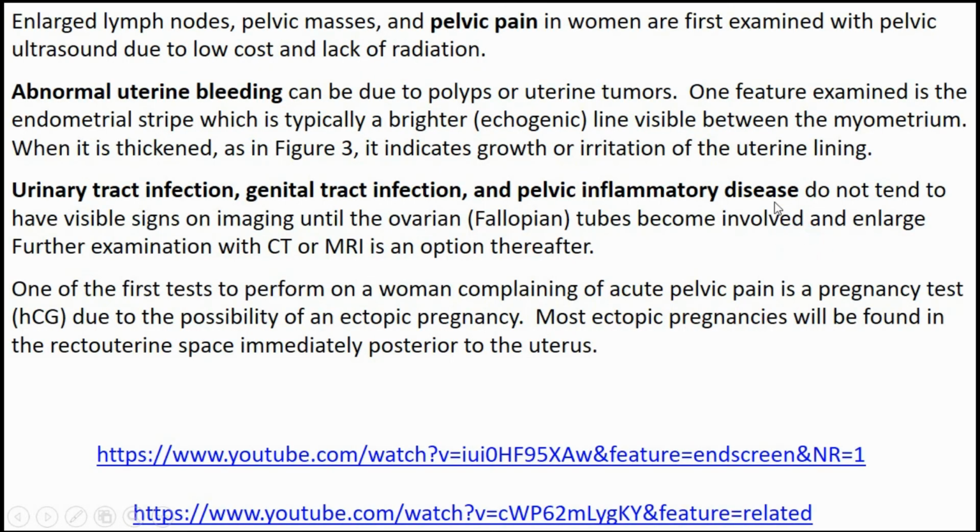So, if someone has enlarged lymph nodes and pelvic pain, and especially if we find a pelvic mass of some sort, this is something we want to treat very seriously because it's likely, not 100% of the time, but likely that we have cancer involved. So pelvic ultrasound is a good first step to characterize almost any pelvic lesion, although CT scan comes in right after that. Abnormal uterine bleeding is a possible sequelae of uterine tumors.